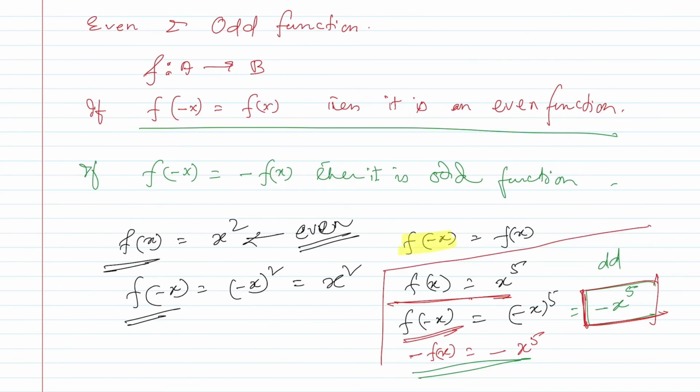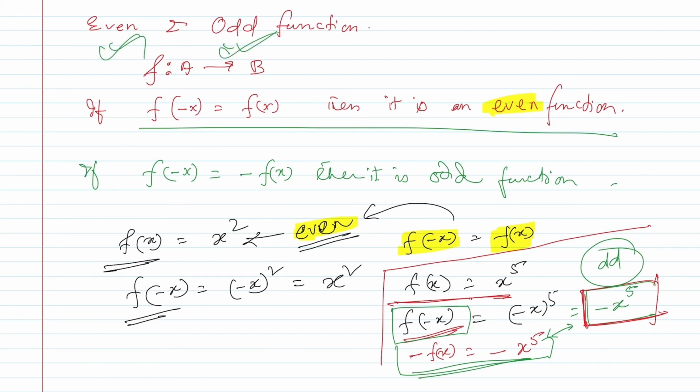So that's why, if f of minus x is equal to f of x, then it is an even function. And if f of minus x is equal to minus f of x, then it is an odd function. I hope you have understood what an even function and an odd function are.